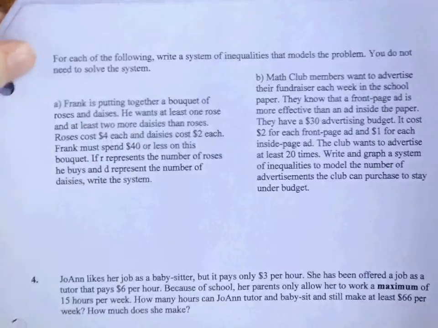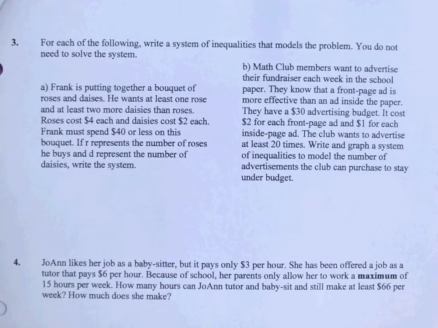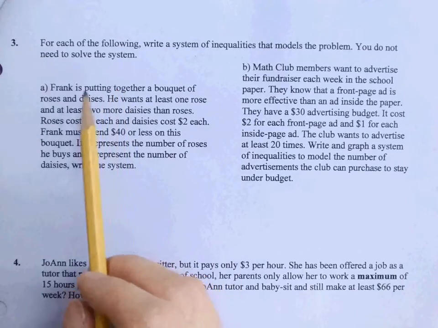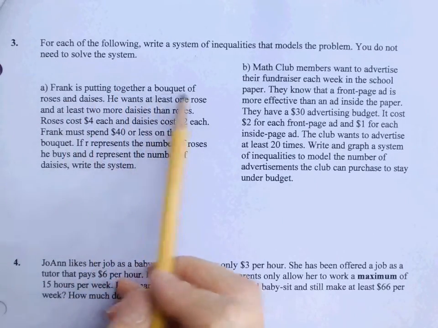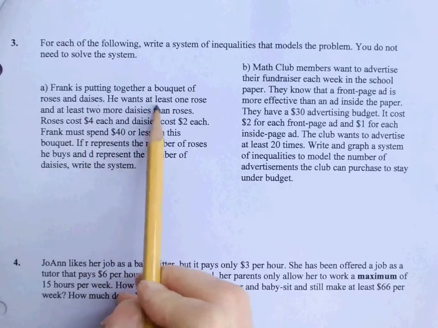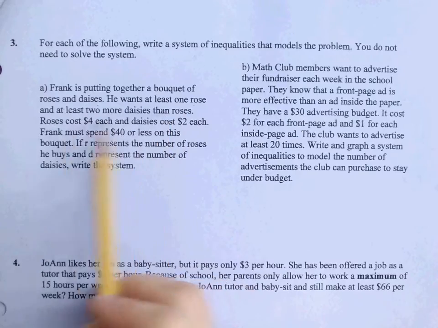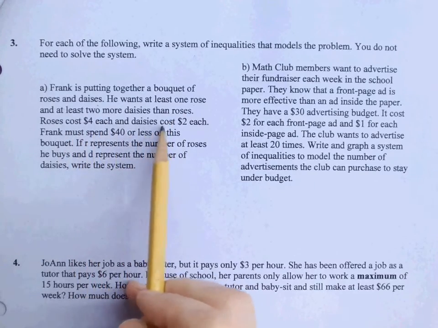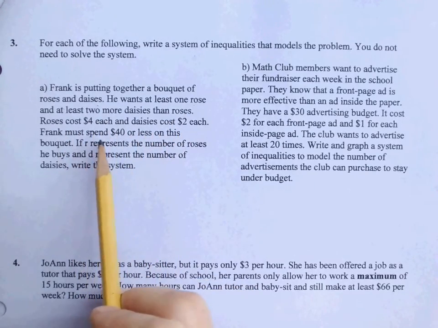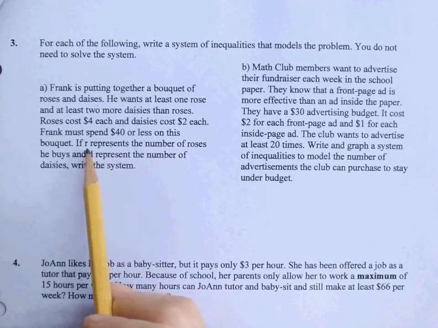For number 3, what I want us to focus on is just making sure we write accurate systems of inequalities. We're not solving, we're just writing the equations. Let's start with the first one. Frank is putting together a bouquet of roses and daisies. He wants at least 1 rose and at least 2 more daisies than roses. Roses cost $4 each and daisies cost $2 each. Frank must spend $40 or less in this bouquet.